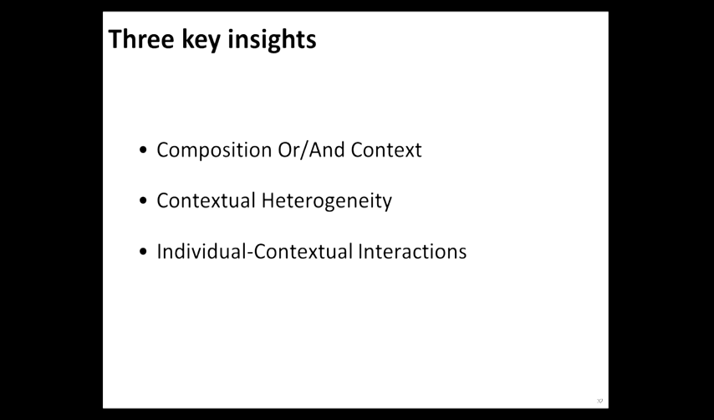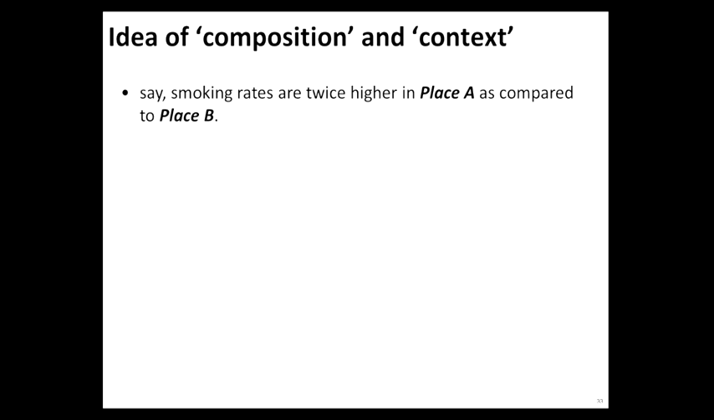So we get 3 key insights that I want to emphasize here, and it draws partly from part 1, the Robinson reanalysis. Getting answers to these 3 ideas is, I think, what multi-level models are very appropriate for. Number 1 is composition and context. Number 2 is contextual heterogeneity: how do individual relationships vary across context? And finally, the interaction between individual-level factors and contextual-level factors.